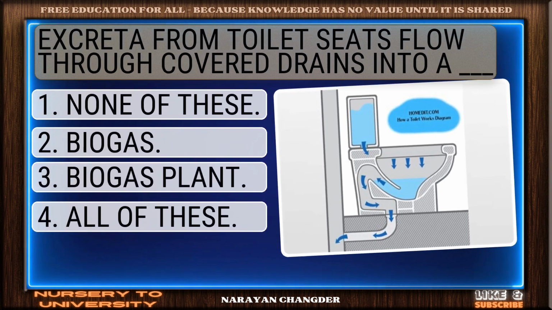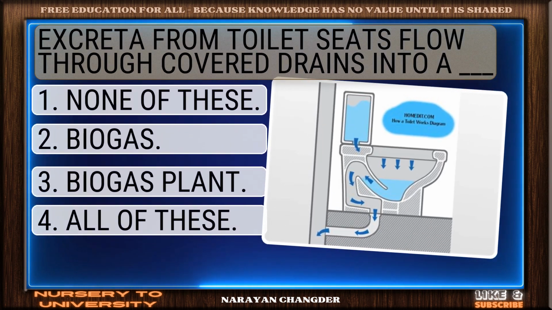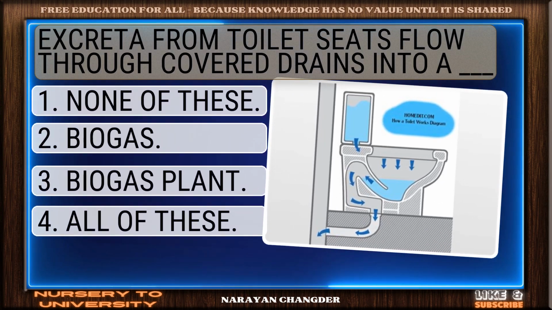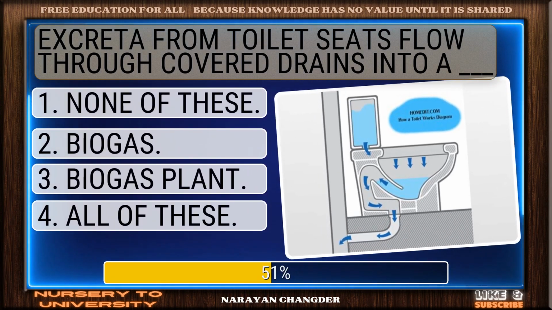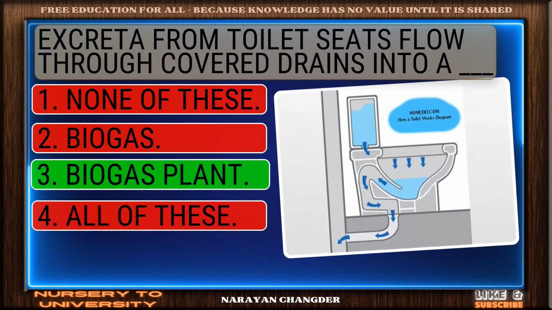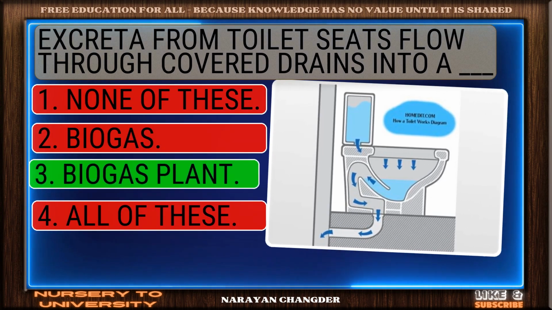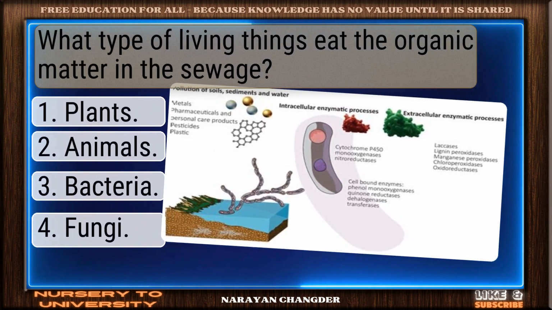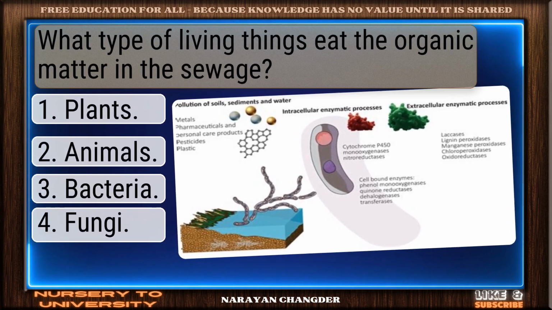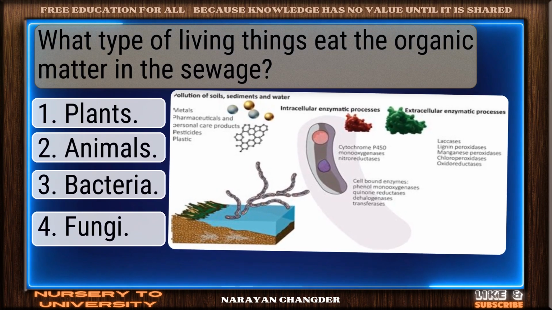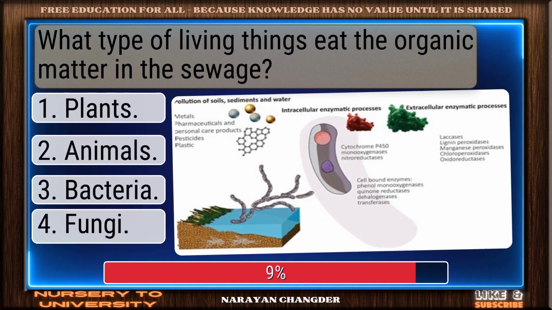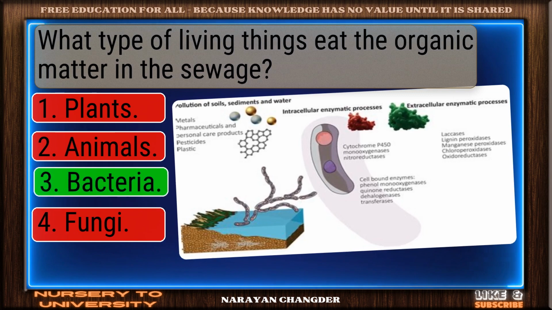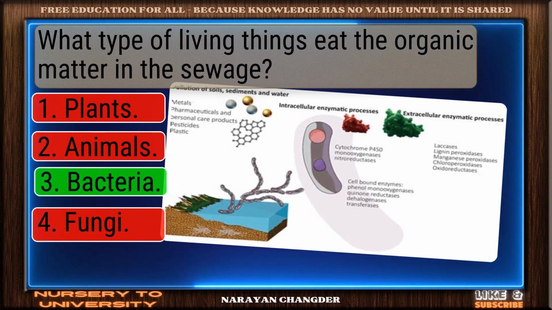Question number 46. Excreta from toilet seats flow through covered drains into a dash. Right choice. Biogas plant is the best answer. Question number 47. What type of living things eat the organic matter in the sewage? Good thinking. Bacteria is the right answer.